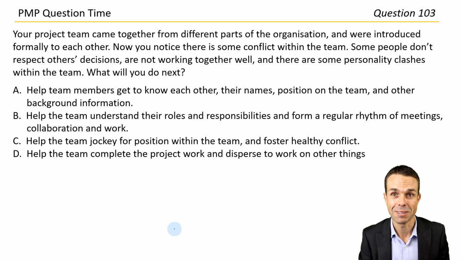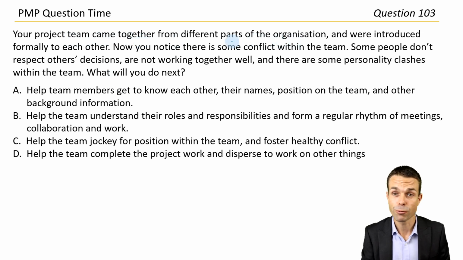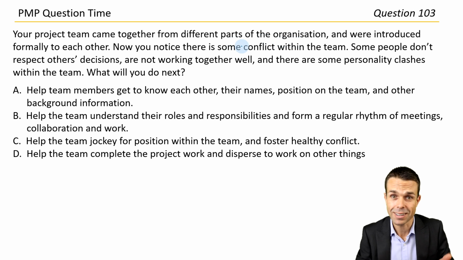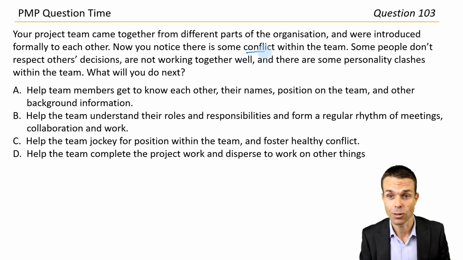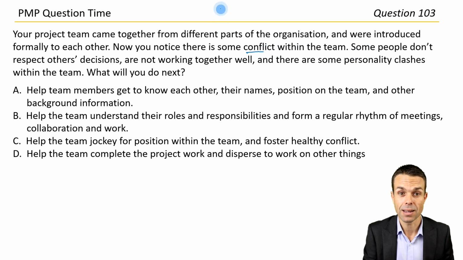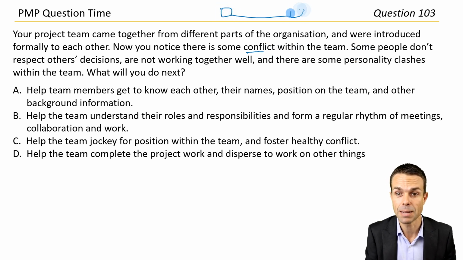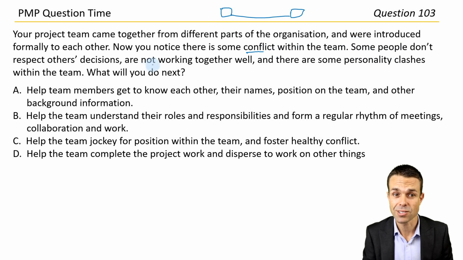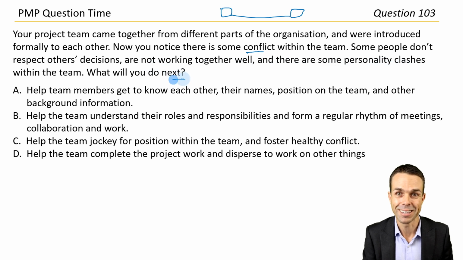All right, what do we have next? Your project team came together from different parts of the organization and were introduced formally to each other, so we've all met, that's good. Now you notice that there's some conflict in the team. Okay, good. We're going through that forming, storming, norming, performing, those phases of a team. Some people don't respect others' decisions and are not working together well, and there are some personality clashes within the team. What are we going to do next?